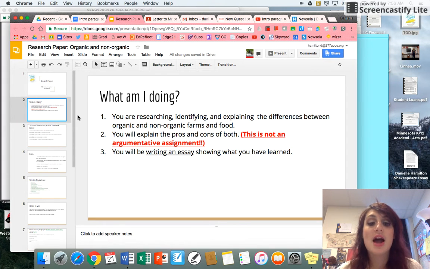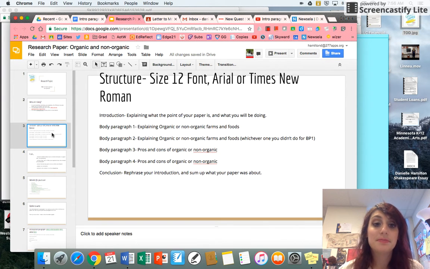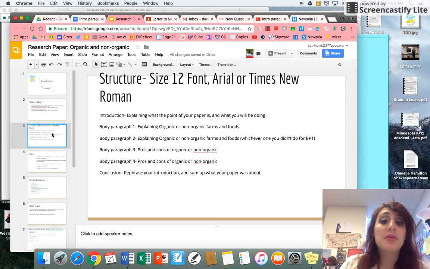However, this is not an argumentative assignment. You will be writing an essay to show what you have learned. So here's the structure. You'll notice that there's an intro and conclusion, and then there's 4 body paragraphs.